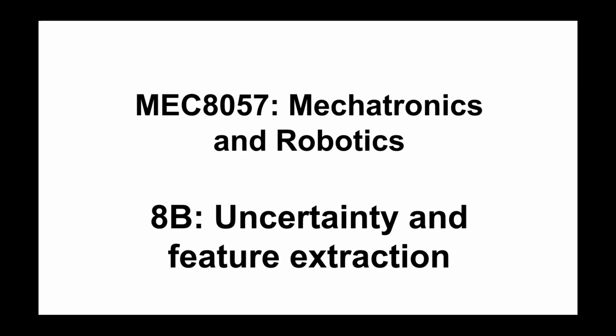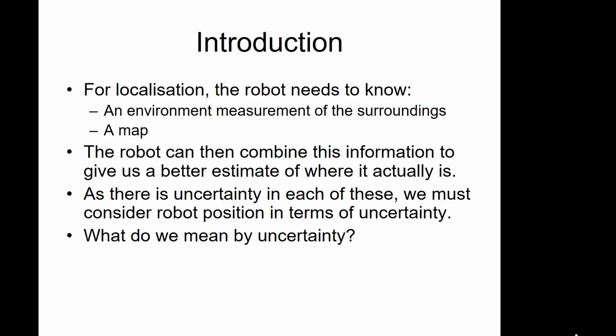In this video, we'll look at uncertainty and feature extraction. So as the robot is moving around, it needs to localize itself. So it needs to know where it is in the environment.